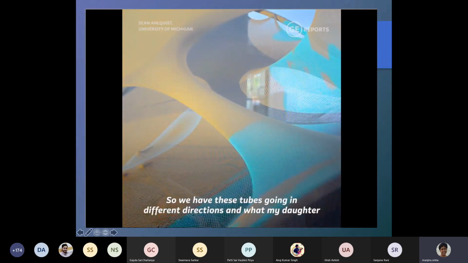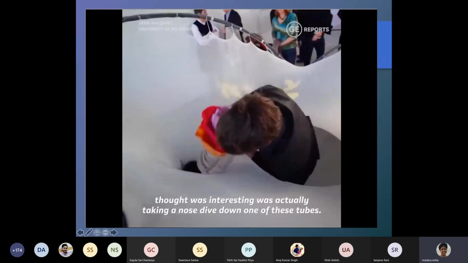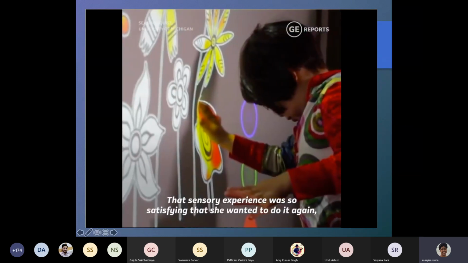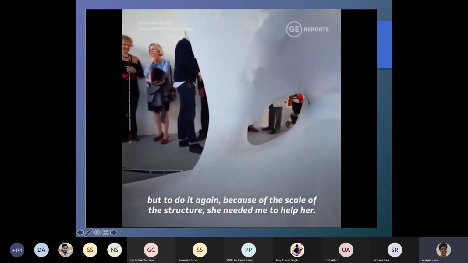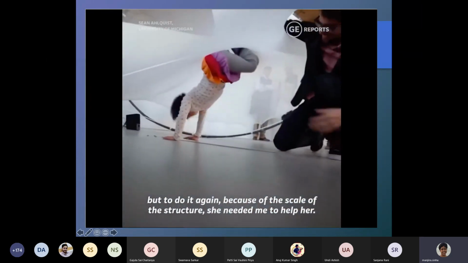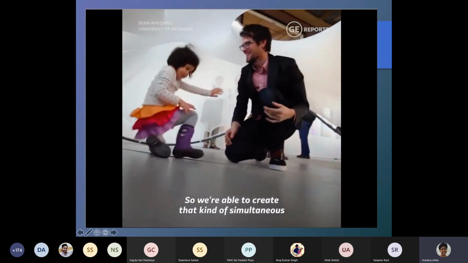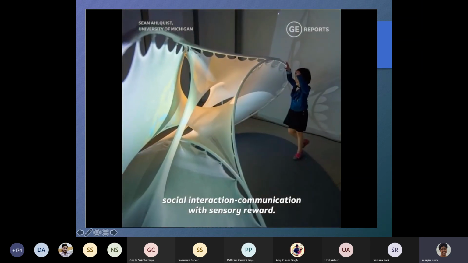So we have these tubes going in different directions. And what my daughter thought was interesting was actually taking a nosedive down one of these tubes. That sensory experience was so satisfying that she wanted to do it again. But to do it again, because of the scale of the structure, she needed me to help her. So we're able to create that kind of simultaneous social interaction communication with sensory reward.